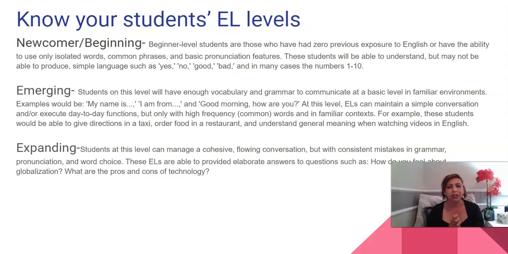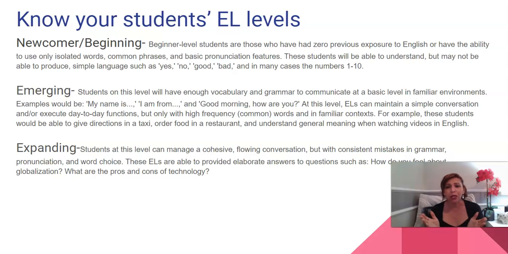We also have expanding. So this is our middle group, right? And remember, there's a huge spectrum. These might be students who actually were born here in the country, but because again, they might not have access to the English language at home, they might have interrupted education. They might have gone back and forth from their native country here. And so there, again, it's a wide spectrum.